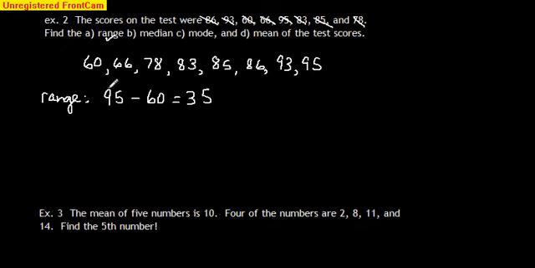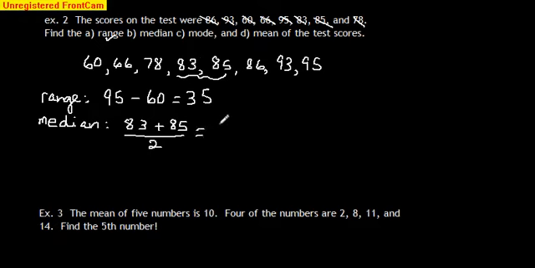Median, that's the one right in the middle. So if we do the middle, we go 60 with 95, 66 with 93, 78 with 86. It means these two are in the middle. This is our median, just think of the median strip in the middle of the road. We take the two in the middle, add them up and divide by 2. So we're kind of finding the average of the middle numbers. It's going to be 84. You can just use your calculator, or you can just tell that it's going to be the middle number, 84.